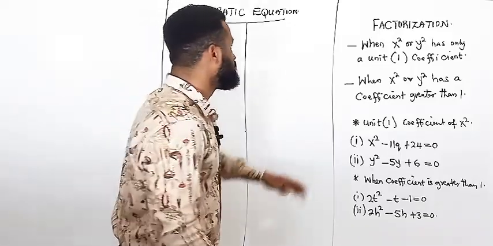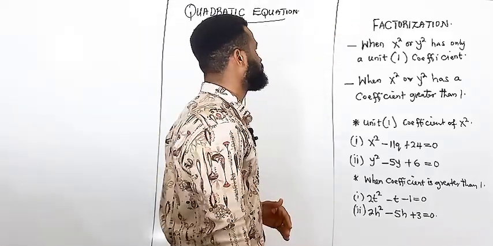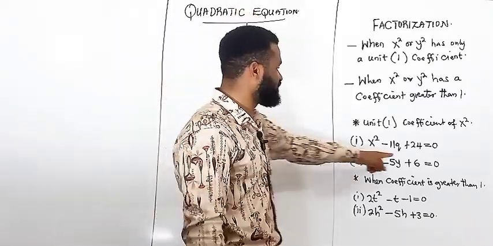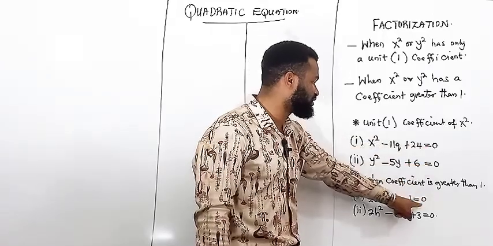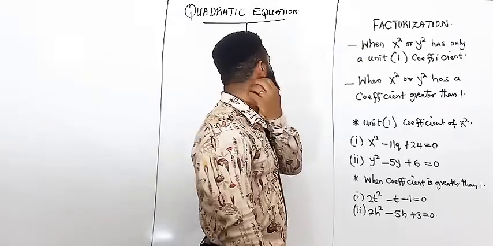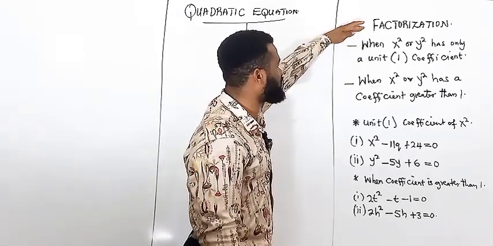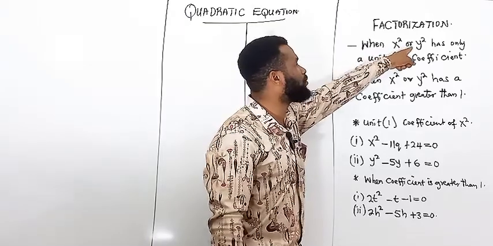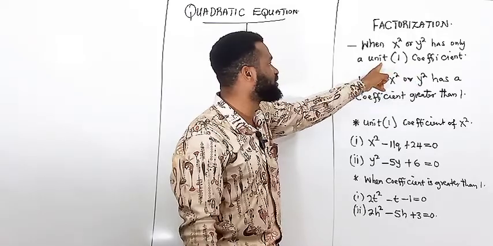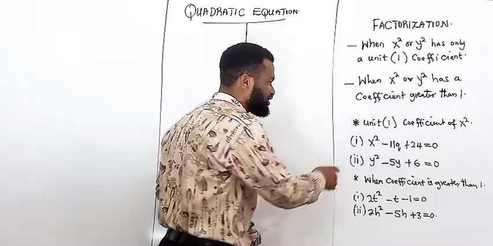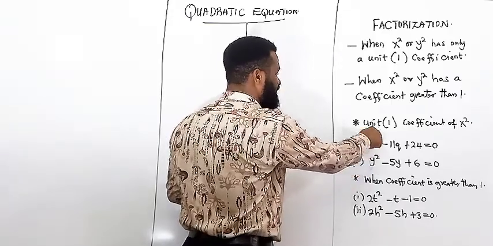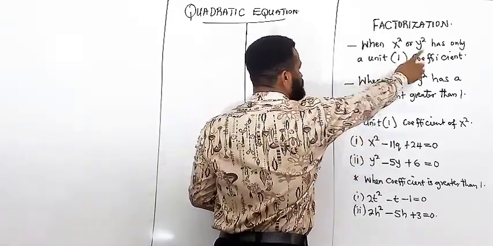Now, getting back to different cases of factorization. Remember that an equation is simply when there is this equality sign. Whenever you see this equality sign, we have an equation. Now, factorization has two cases. One, when x squared or y squared or anything squared has only a unit coefficient. That is one coefficient. For example, look at this. There is only 1 here.